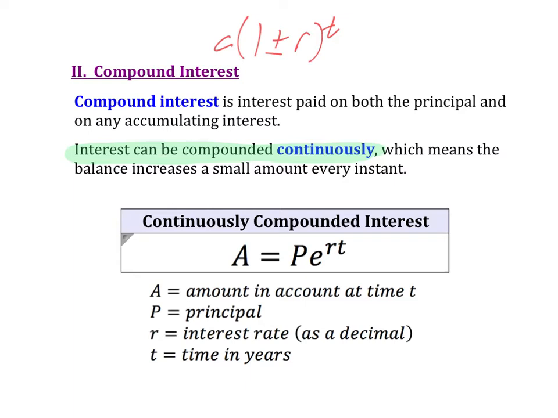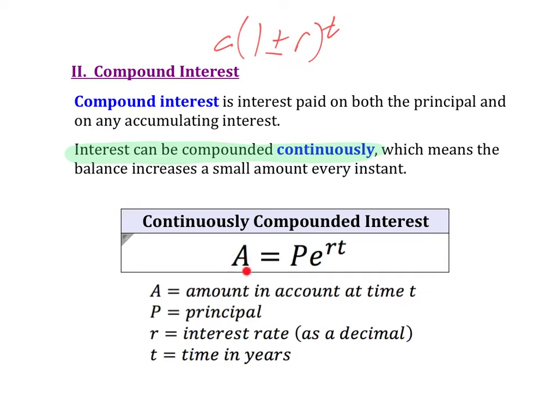The formula for this uses the exponential base, and that base is going to be e, okay? So the formula is A equals P times e to the RT power. I like to think of this as my PERT formula. So if you ever hear someone say PERT problems, that means you are compounding interest continuously.